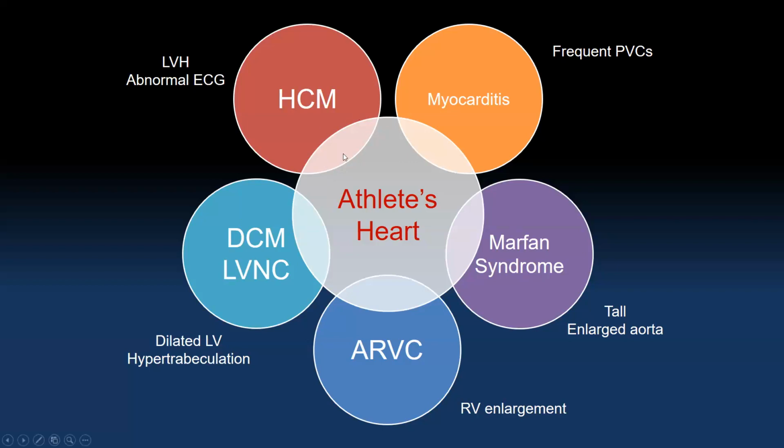And so we have these gray zones between athlete's heart and hypertrophic cardiomyopathy, between athlete's heart and dilated cardiomyopathy, between athlete's heart and left ventricular non-compaction, and between athlete's heart and arrhythmogenic right ventricular cardiomyopathy as well. There are also gray zones with Marfan syndrome and myocarditis. So when we are looking at an athlete, we really need to rely not just on the size and function of the heart at rest, but try to dig a little bit deeper and understand that heart a little bit better.